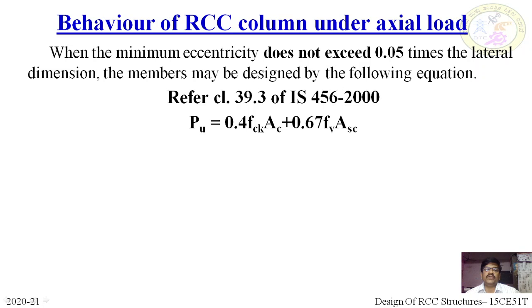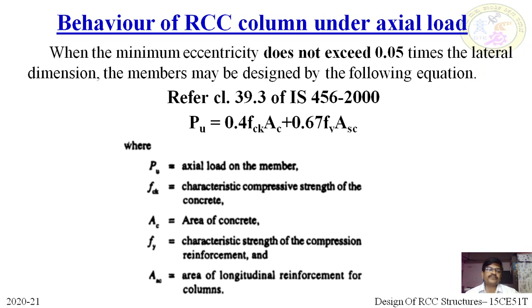So PU equals PU1 plus PU2. PU1 is carried by the concrete and PU2 is carried by the steel. This is the PU, axial compression. Here PU is the axial load, FCK is the characteristic strength of the concrete, AC is the area of concrete, FY is the characteristic strength of compression reinforcement, and ASC is the area of longitudinal reinforcement.